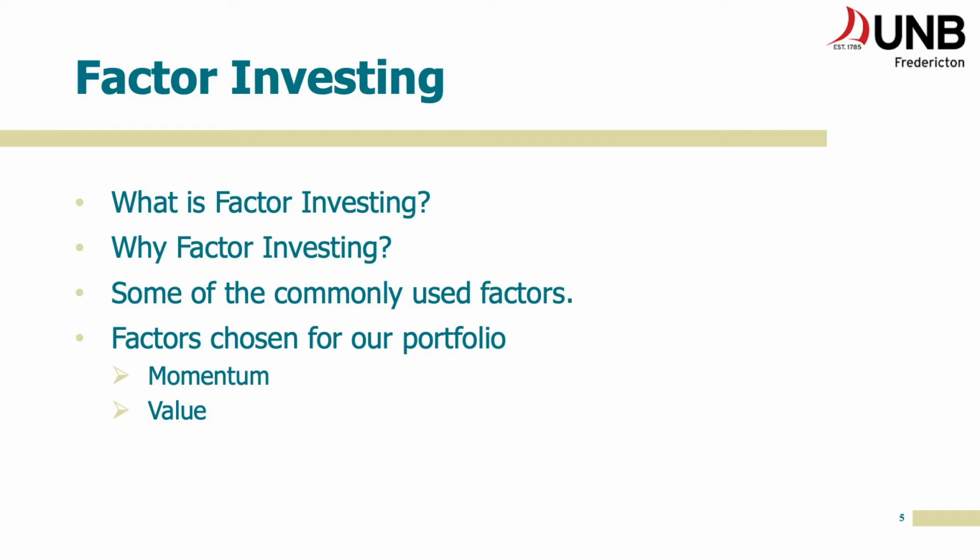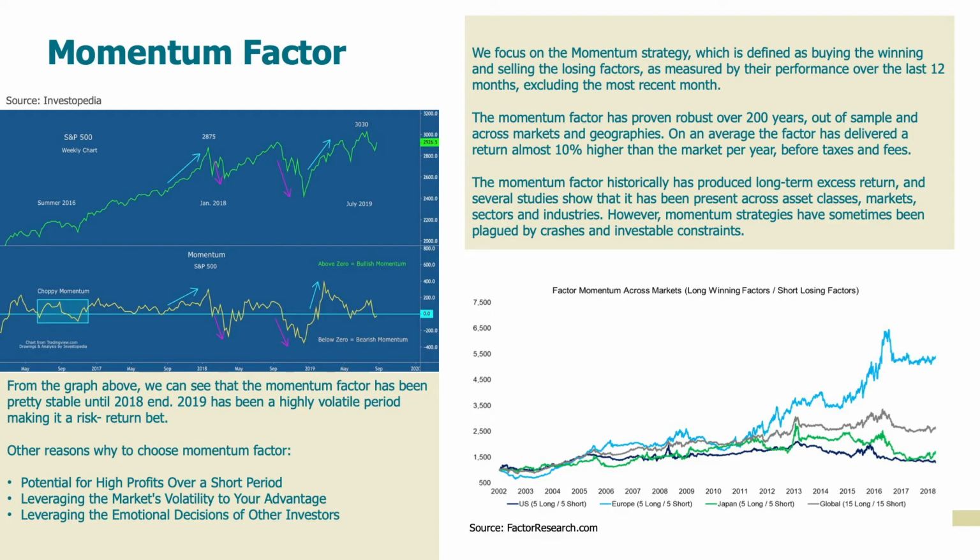The long list of factors can be broken down into two broad categories, macroeconomic and style. Some of the commonly used macro and style factors are inflation, liquidity, value, size, low volatility, and momentum. In our investment strategy, we use value and momentum as our main factors. Now I'm going to discuss the momentum factor.